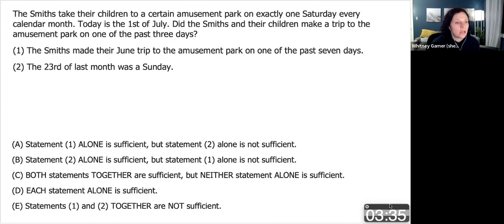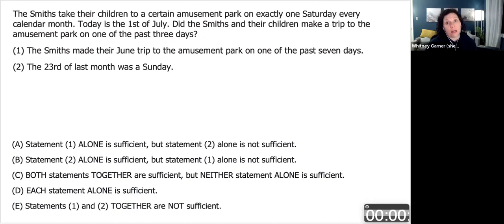Okay, so let me stop our timer. So the Smiths take their children to a certain amusement park. Oh, okay. On exactly one Saturday every calendar month. That's a lot. Today is the 1st of July. Did the Smiths and their children make a trip to the amusement park on one of the past 3 days?